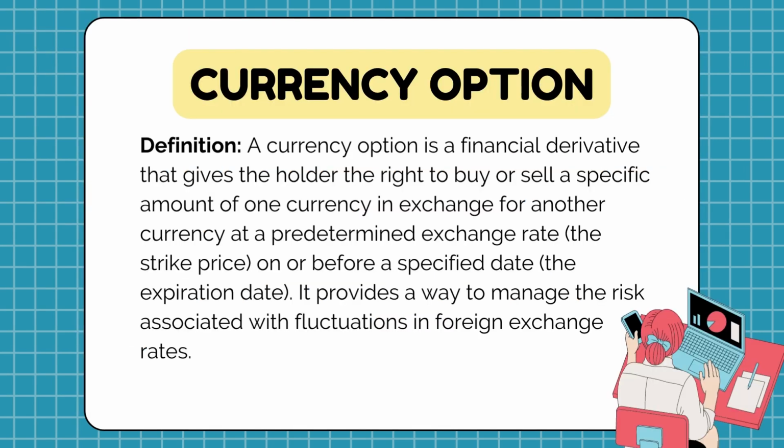To solve this question, we must understand the concept of a currency option. A currency option is a financial derivative that gives the holder the right to buy or sell a specific amount of one currency in exchange for another currency at a predetermined exchange rate, which is the strike price, on or before a specific date, the expiration date. It provides a way to manage the risk associated with fluctuations in foreign exchange rates. Here are some key points to understand about currency options.